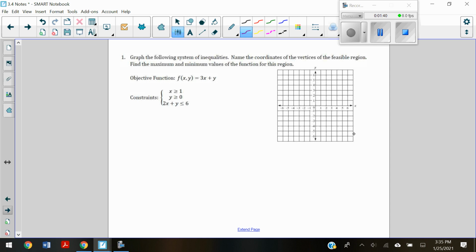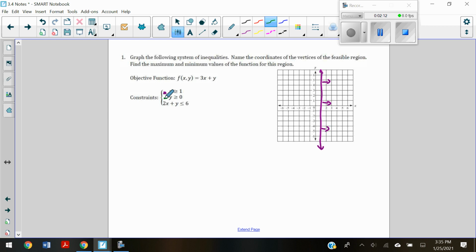Okay, so first thing we're going to do is graph the system of inequalities. So let's go ahead and look at our first graph. x is greater than or equal to 1. If it's an x-only inequality, it's a vertical line, and it's going to be at 1. Because it's got the equals to, it's going to be a solid line. It says x is greater than or equal to, so we're going to shade to the right. I'm just going to draw arrows, but you can go ahead and shade on yours if you'd like.